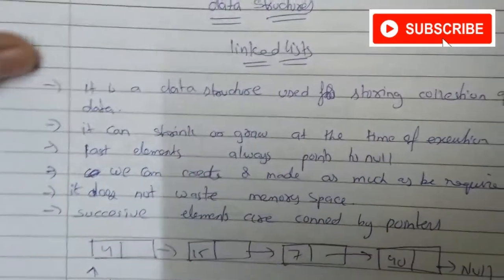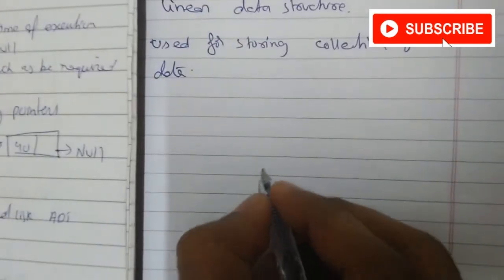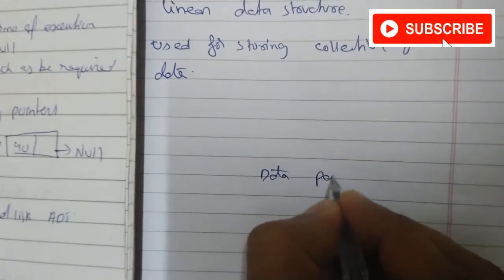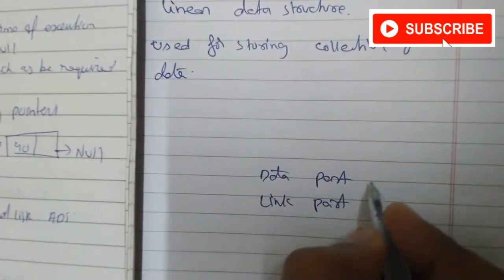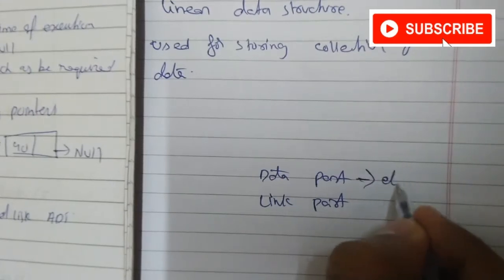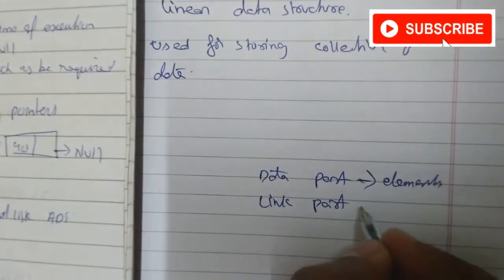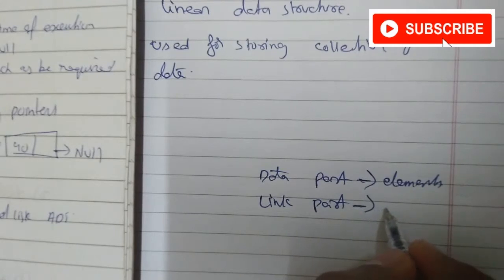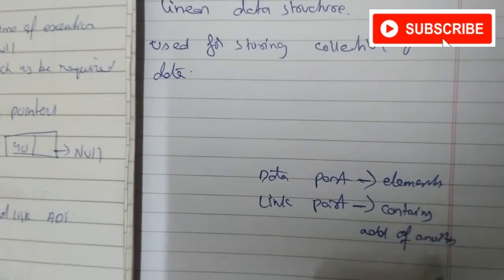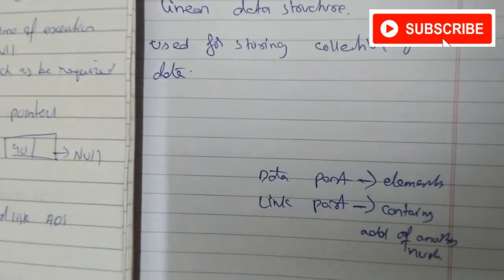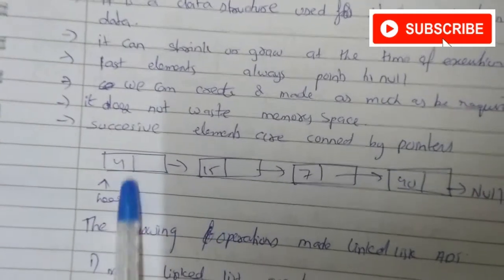The first part is the data part, and the second part is the link part. The data part contains the elements, and the link part contains the address of another node. This is how the linked list looks like.